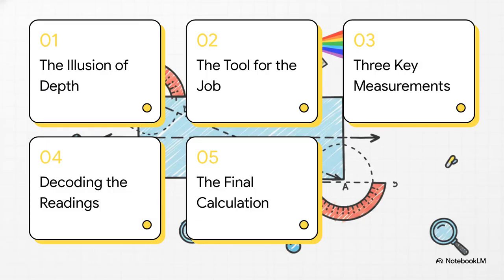First, we'll talk about a common optical illusion that's actually the key to this whole thing. Then, we'll check out the main tool we need to do the job. After that, we'll walk through the 3 simple measurements we have to take, figure out what those numbers actually mean, and finally, put it all together to get our answer.